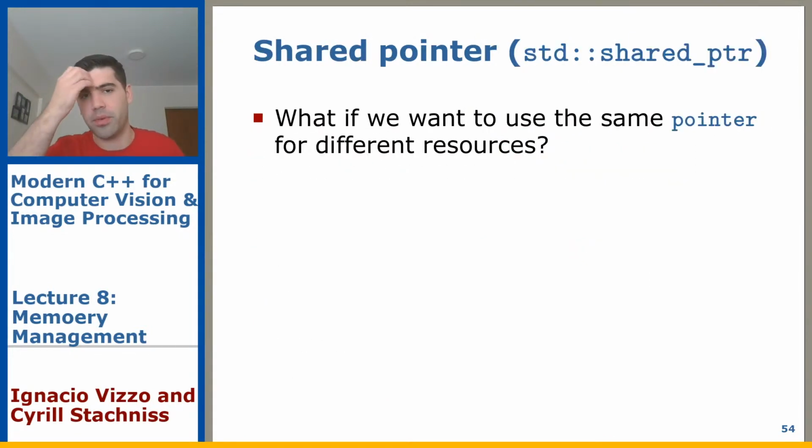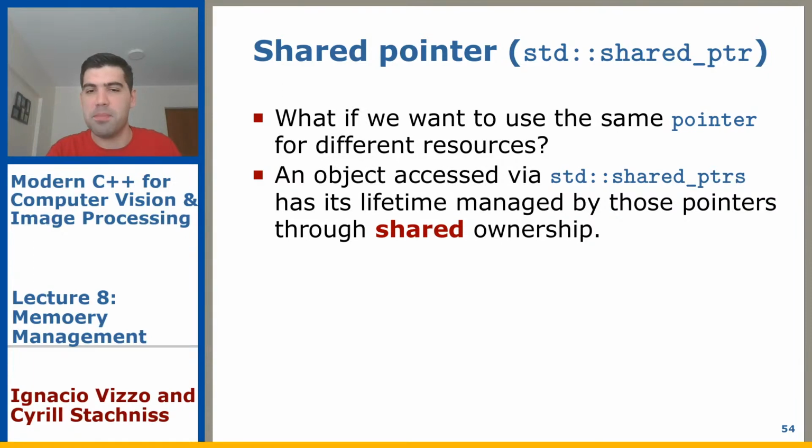You don't have the memory leaks and dangling pointers whatsoever. And then lastly, there's this thing called shared pointer that is basically another type of smart pointer that will be shared across instances in your program. So an object can be accessed through its shared pointers, and its lifetime will be managed by those pointers through shared ownership. This means many parts of the program can participate in this ownership. So one function, one object of a class can participate in the ownership of this shared pointer.